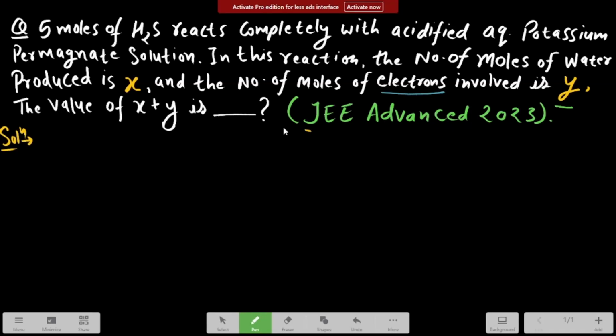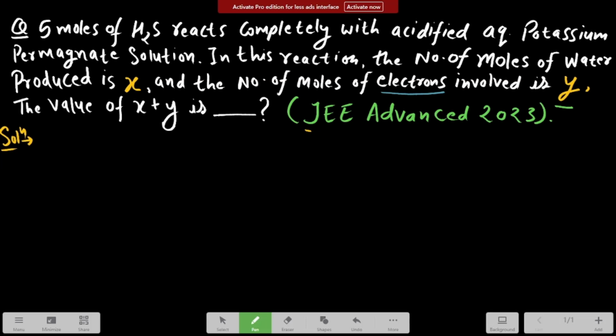Hello everyone. So today's question is from JEE Advanced 2023 and the question came from redox reaction chapter. So let's solve this question. The question says 5 moles of H₂S reacts completely with acidified aqueous potassium permanganate solution. In this reaction the number of moles of water produced is X and the number of moles of electrons involved is Y. The value of X plus Y is.